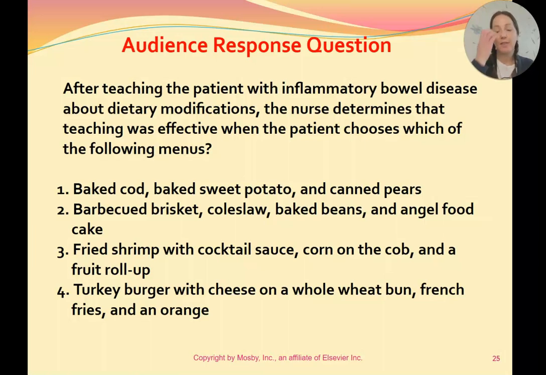So right off the bat, things that are going to be high residue or high fiber are things like maybe sweet potato, but that's pretty easy to digest. Coleslaw will not be. High fiber. Brisket is beef, that's going to be high residue. Shrimp with cocktail sauce. Well, the cocktail sauce is tomato based, so it can be problematic. Corn on the cob is going to be high fiber.